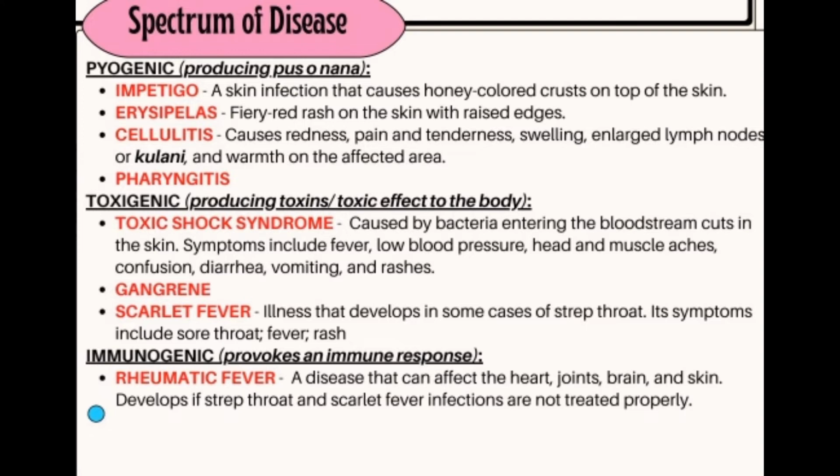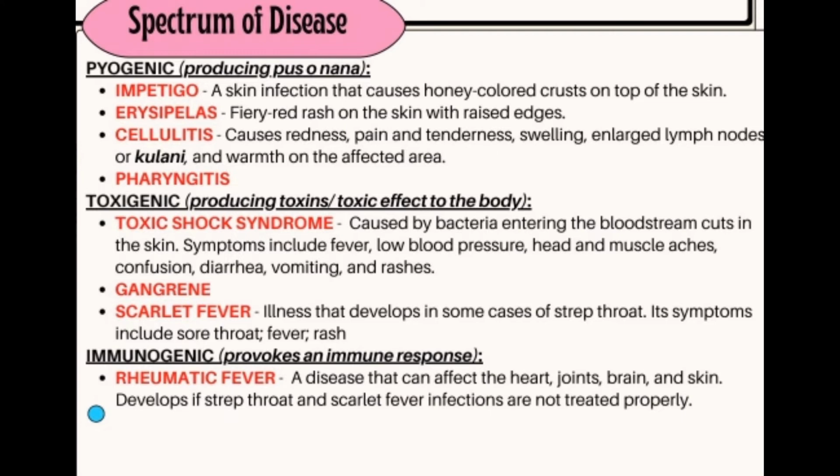It is an illness that develops in some cases of strep throat. Its symptoms include sore throat, fever, and rash. It is when the bacteria release a toxin that produces the rash and red tongue. The infection spreads from person to person via droplets expelled from an infected person.